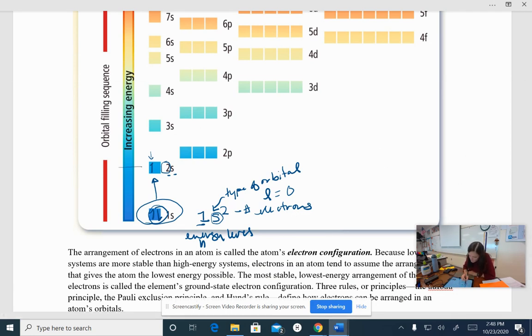My lowest energy level that's still open is still 2s. So I'm going to put it as a down spin electron. So I now have the 1s and the 2s totally full.